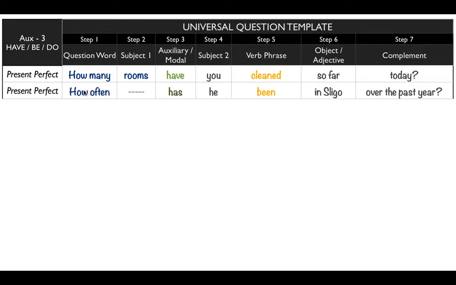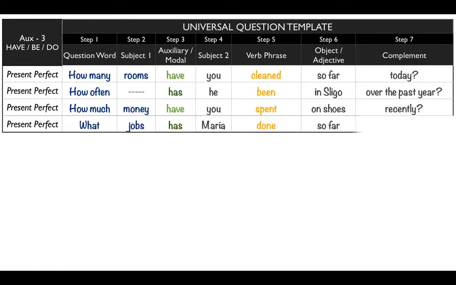Another question in the present perfect, how often has he been to Sligo over the past year? How much money have you spent on shoes recently? And what jobs has Maria done so far today? So question words like how many, how often, and how much, they often use a subject, as does what.